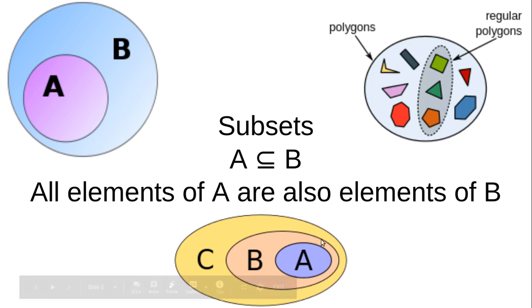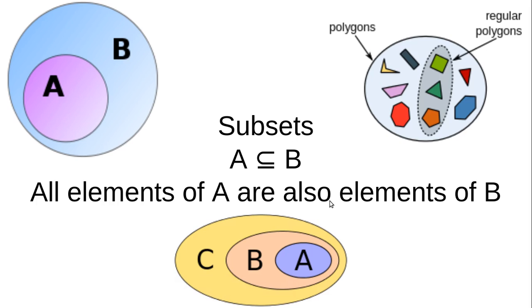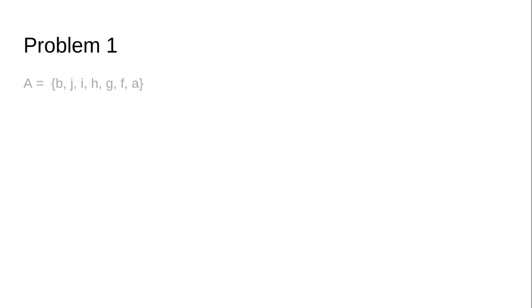And down here we can see that this transfers as a transitive. So if A is a subset of B and B is a subset of C, then we know that A is a subset of C. Just like if we know that 3 is less than 4 and 4 is less than 5, then 3 is less than 5. So we're going to start with one problem.